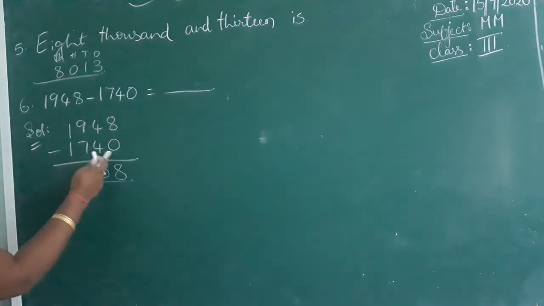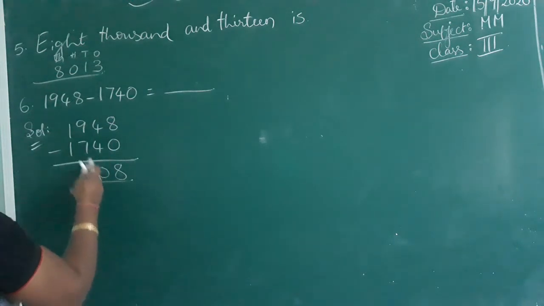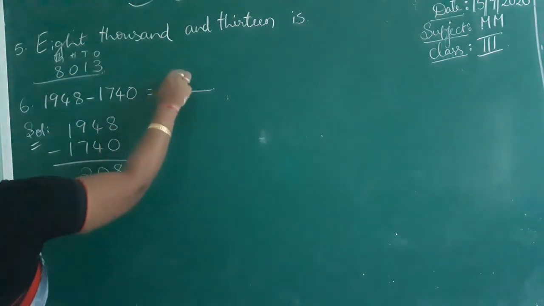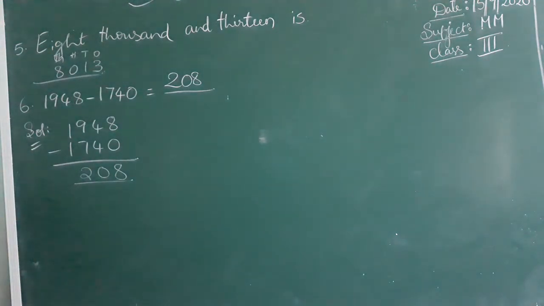1948 minus 1740. 8 minus 0, 8. 4 minus 4, 0. 9 minus 7, 2. So the answer is 208. See the seventh one.